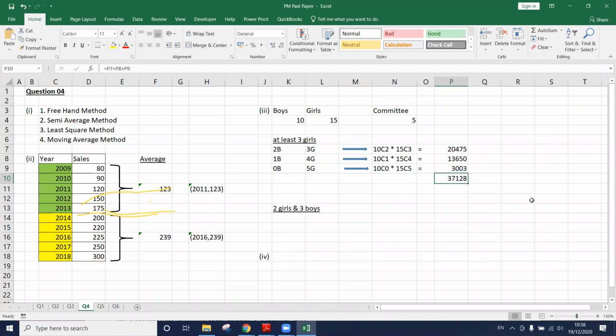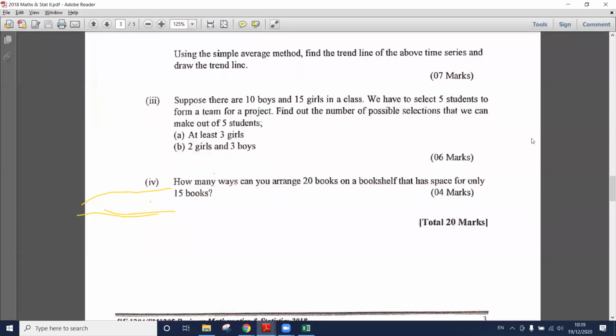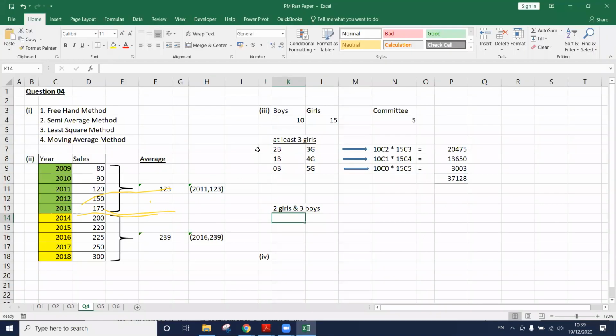So there are 3728 ways to form the committee like this, right? Part B is straightforward. 2 girls and 3 boys, it does not say at least or at most, it says 2 girls and 3 boys, right? 2 girls, and 3 boys.